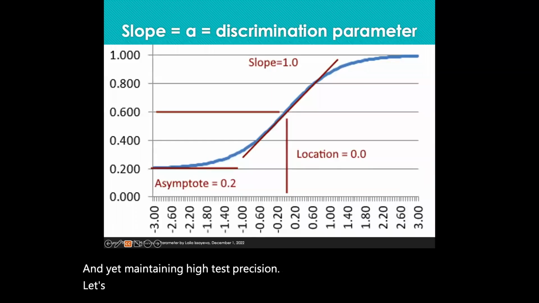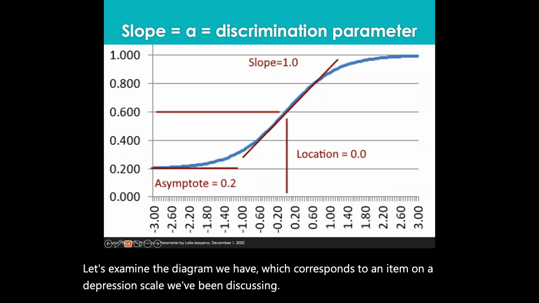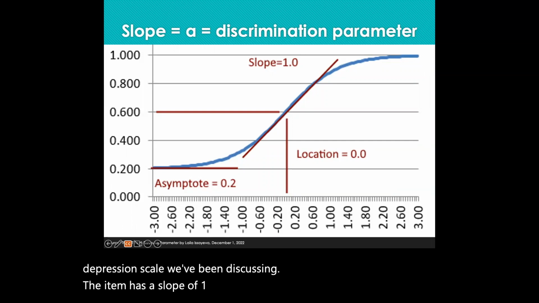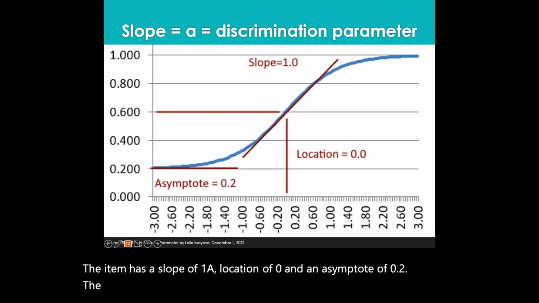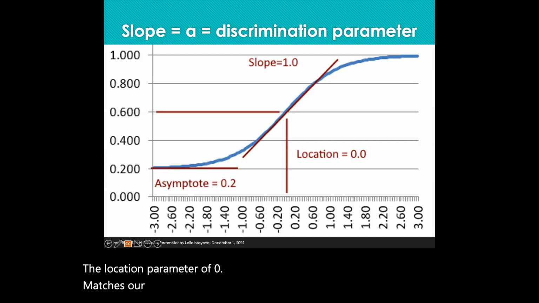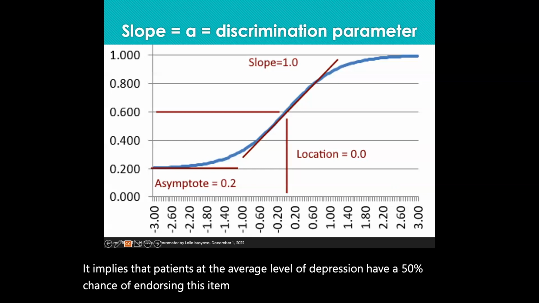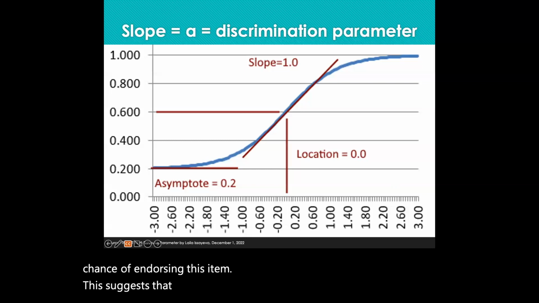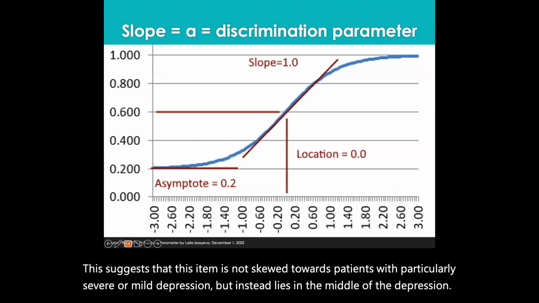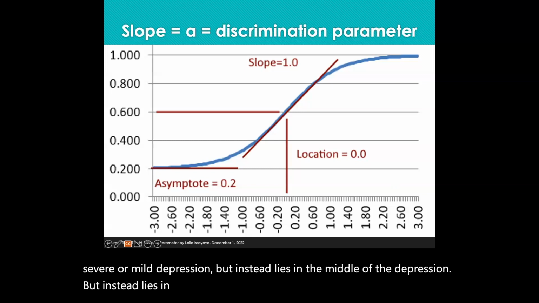Let's examine the diagram we have, which corresponds to an item on a depression scale we've been discussing. The item has a slope of 1, a location of 0, and an asymptote of 0.2. The location parameter of 0 matches our difficulty parameter B from the previous video. It implies that patients at the average level of depression have a 50% chance of endorsing this item. This suggests that this item is not skewed towards patients with particularly severe or mild depression, but instead lies in the middle of the depression spectrum.